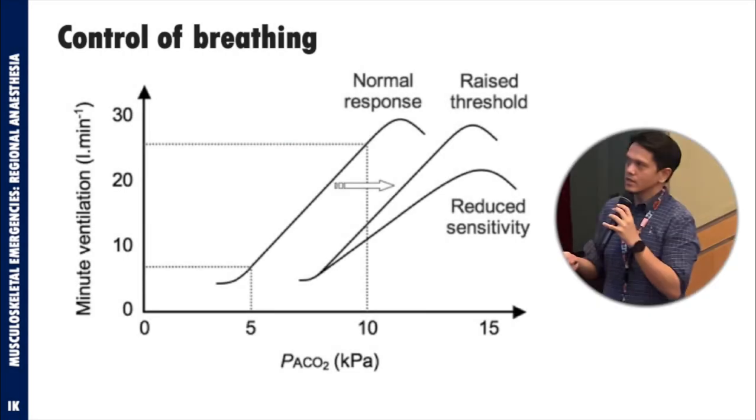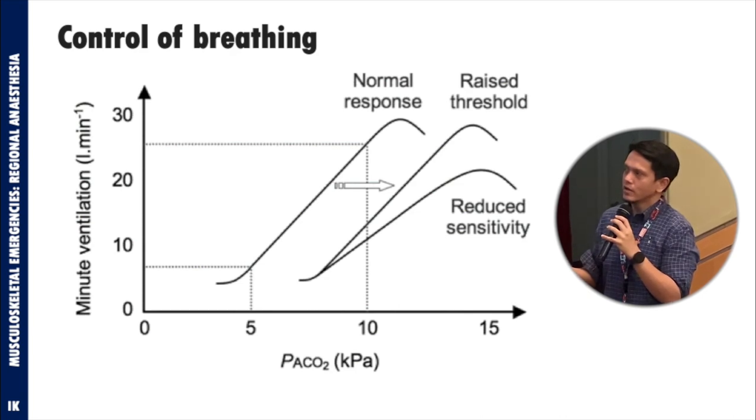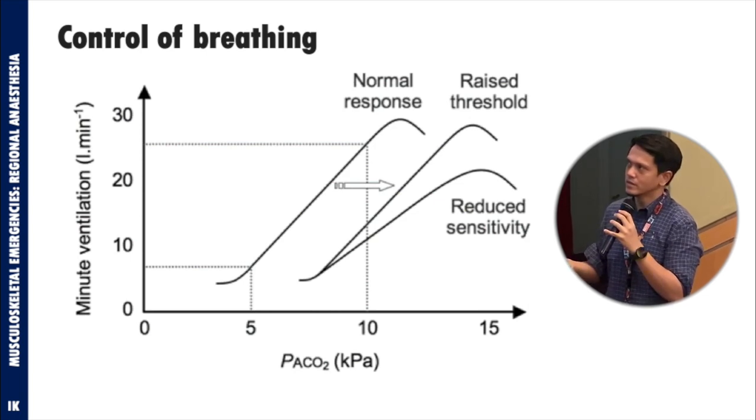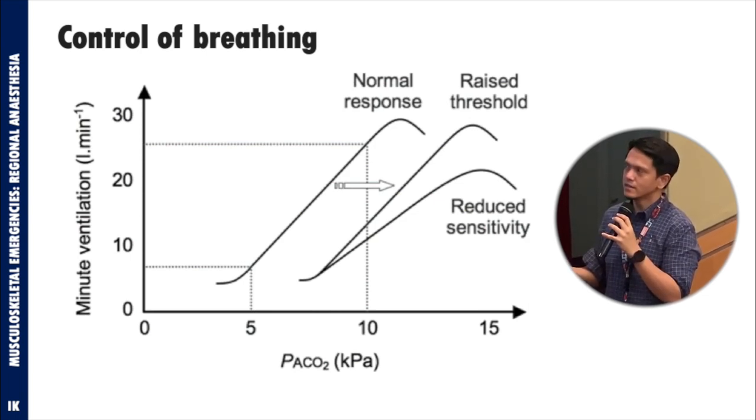So for the control of breathing curve, this is how the CO2 affects the minute ventilation. So focus on this line first. This is normal. The relationship is linear. So as CO2 increases, ventilation increases, right? But at this end, it flattens out. Because if CO2 is too low and you start hypoventilating, you end up having hypoxia as well. And the oxygen will start stimulating, so it flattens out. At this end also, it flattens out.